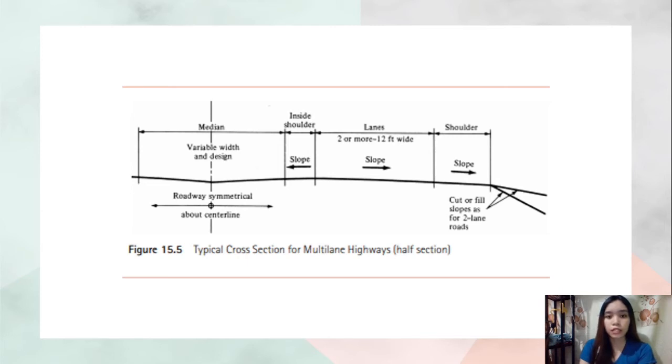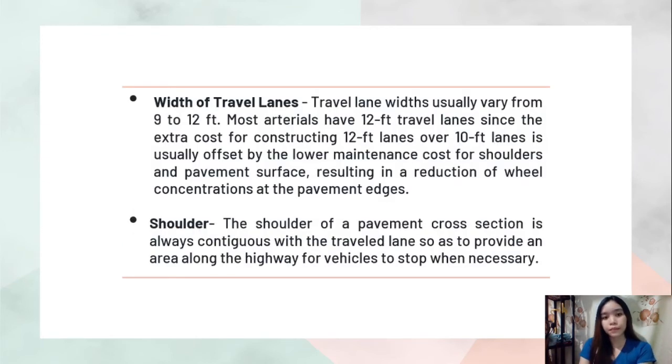So kita dali ang inside shoulder, the median, the variable width and design, roadway symmetrical about center line, then cut or fill, and then we move to the width of travel lanes.